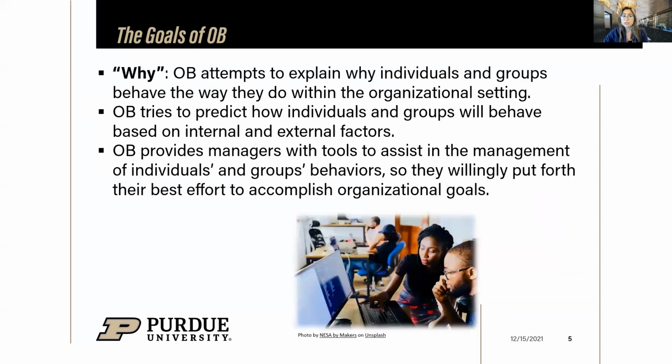Now, why do we need to study organizational behavior, and why, as health administrators, do you need to know about organizational behavior? Because it attempts to explain why individuals and groups behave the way they do within an organizational setting. It tries to predict how individuals and groups will behave based on the internal and the external factors. And it also provides managers with tools to assist in the management of individuals' and groups' behaviors, so they willingly put forth their best effort to accomplish organizational goals.